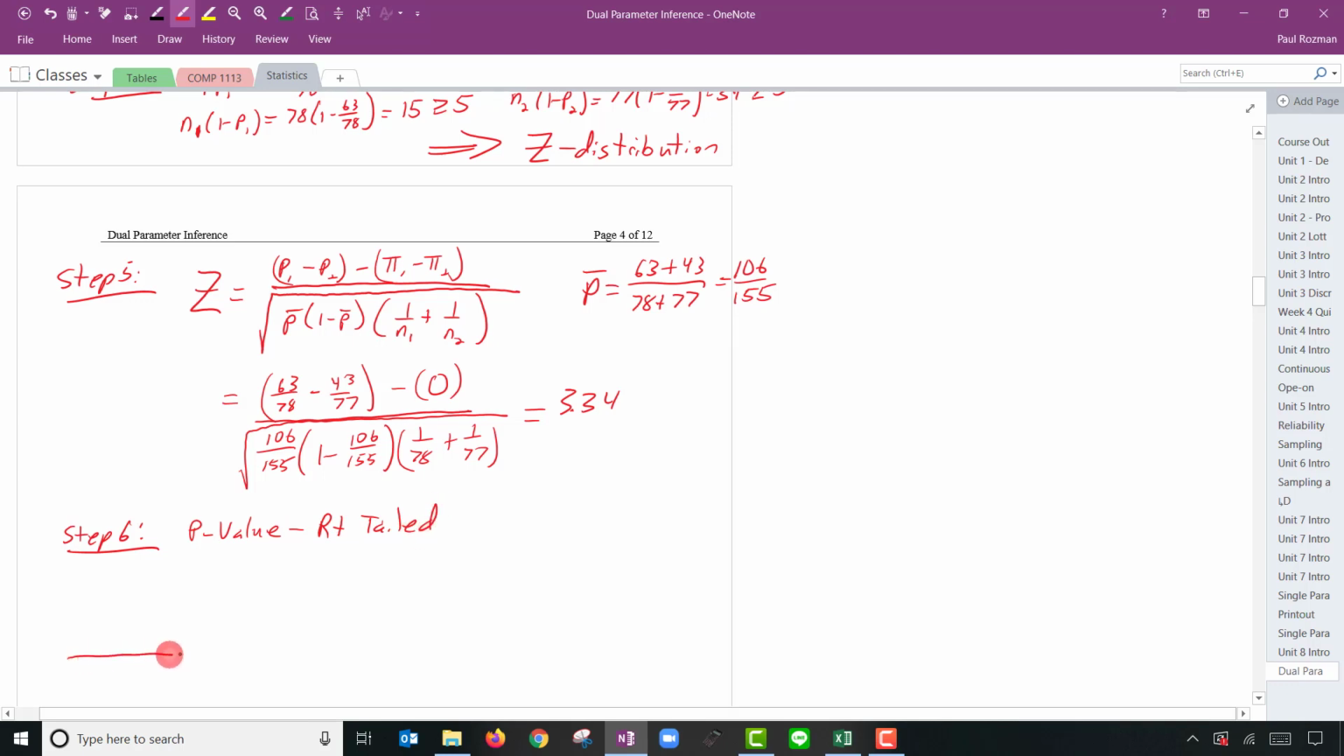So we take our Z distribution and we plot this 3.34 on it. And then we find the area to the right of it. It's probably not even in my Z table. Like that 3.34 is starting to be on the fringe of that thing. Let's take a look.